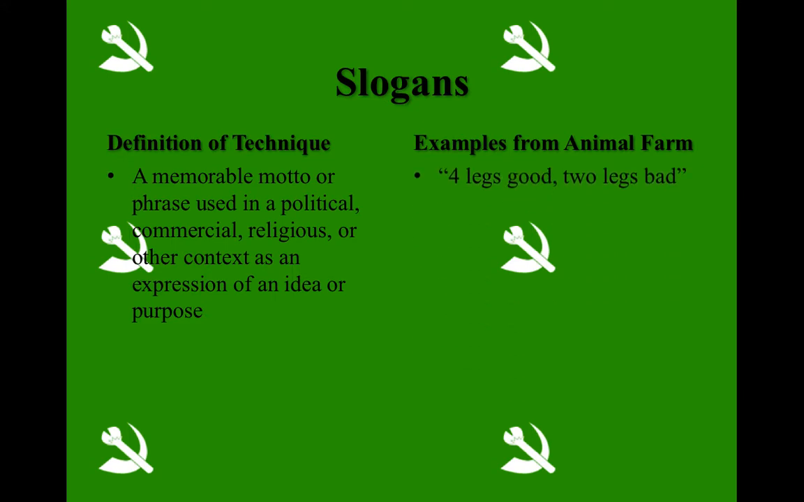So what are some examples from Animal Farm? These are kind of obvious. 4 legs good, 2 legs bad. Napoleon is always right. Short and sweet, to the point, easily memorable for those who can't remember a more developed argument.